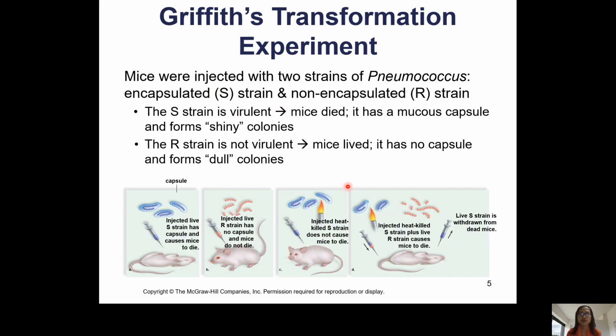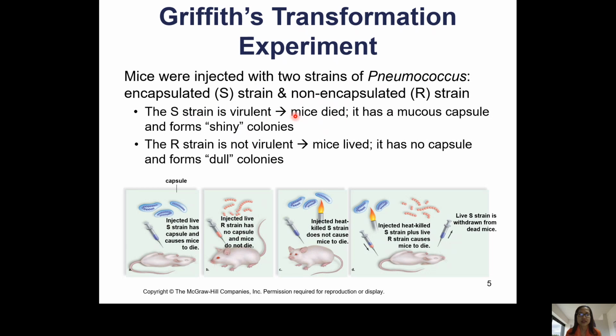Here was the first proof from the early experiment. We can also say it's one of the history of the discovery of DNA as genetic material. Griffith's transformation experiment. At that moment, Griffith injected mice with two strains of pneumococcus. The first one was the encapsulated one or S strain, and the second one was the non-encapsulated one or R strain. The S strain is virulent, so the mice would die.